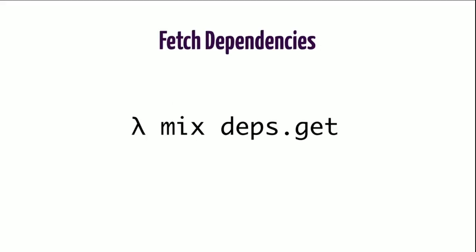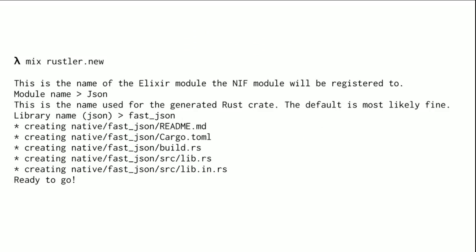Then you fetch your dependencies with mix deps.get, and Rustler provides this rustler.new task, and it'll prompt you through: what's the name of the module, and what is the name of the Rust library that you want to create? In this case, we have a module named JSON, and I'm calling the library fast.json, overriding the name because we'll be using a Rust crate called JSON, and we can't have the name collision there.